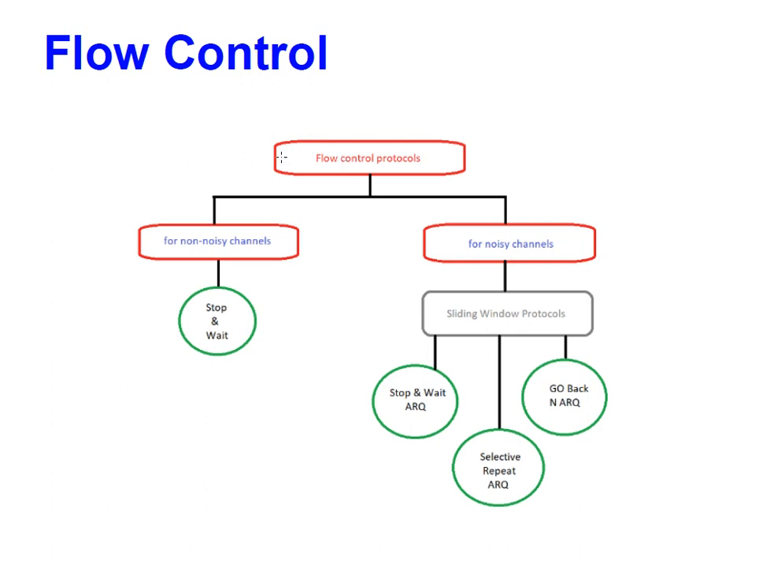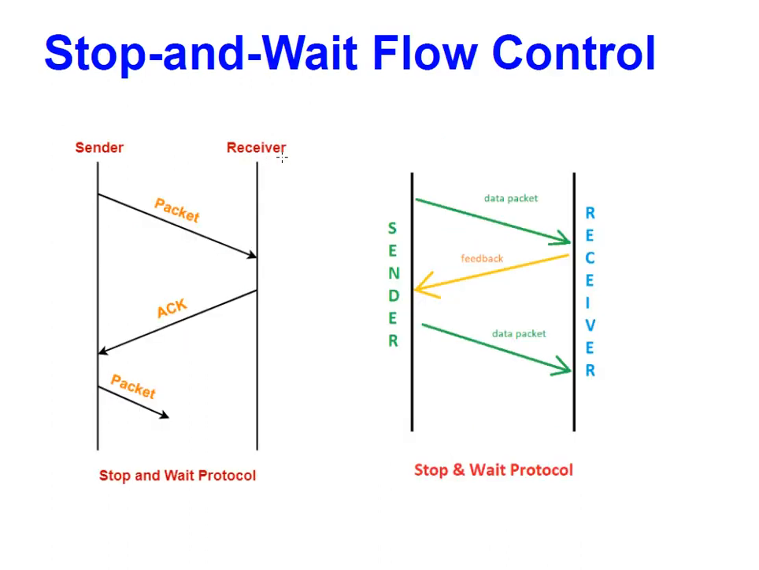So we go with the first flow control section, the stop and wait flow control. Now in the case of stop and wait flow control, you can see this. The sender is sending a packet to the receiver, and after receiving it, the receiver acknowledges, and this process continues. That is what you can see in the second figure also. A data packet is sent, a feedback, that is an acknowledgement, is sent, and again the data packet continues.